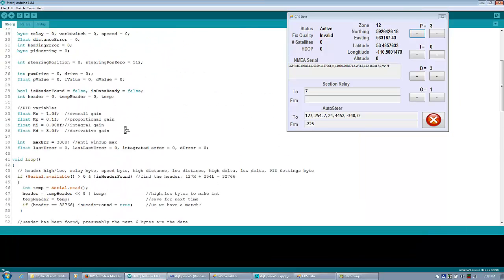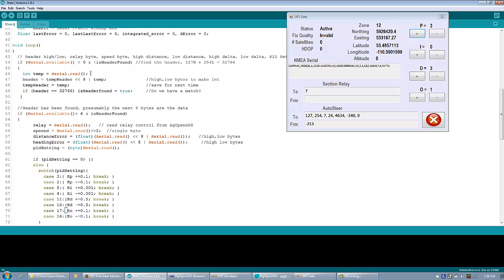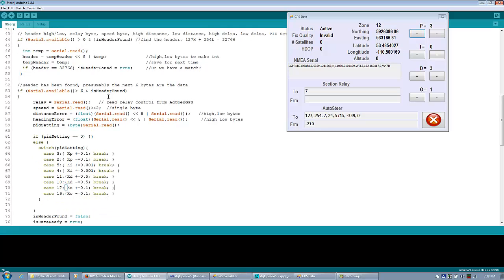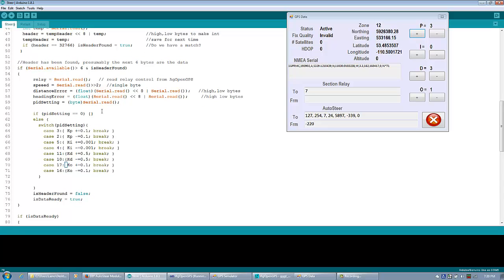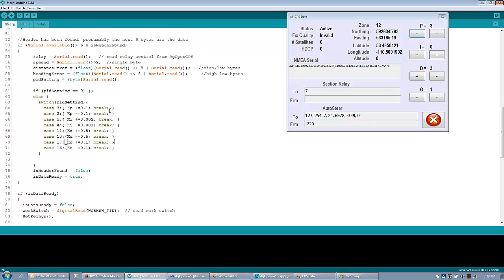In the Arduino code, you first find the header, so you just add the two bytes together, and when the header is 32,766, that is 127 as the high byte, 254. Once you found that, then the header is found. That means the next 6 bytes are valid information. You could do checksums and all that other stuff, but I don't know. So first byte's the relay, second byte is what the speed is, your distance error, your heading error, and then that's that PID setting, whatever you're setting on the GPS data dialog window, what you're doing with the plus and the minus.